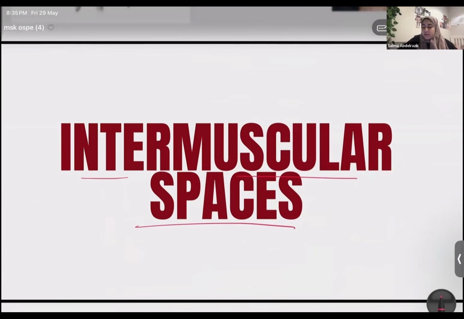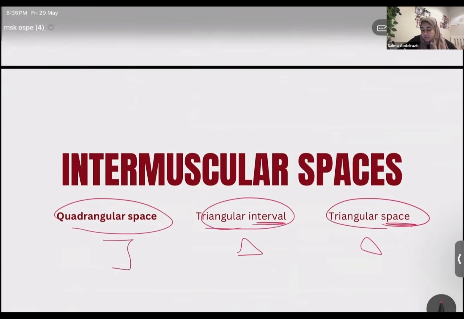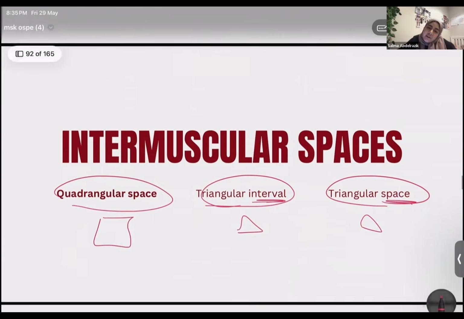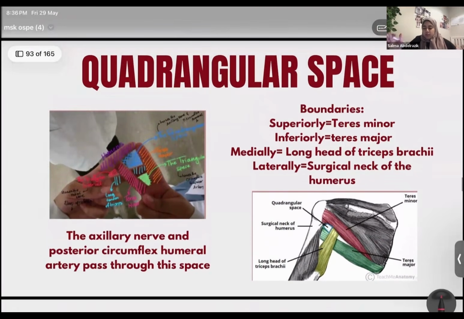And now you have intermuscular spaces. You have 3 intermuscular spaces: quadrangular space, triangular interval, and triangular space. Let's talk about all of them in detail, and I'll show you pictures to make it super easy. For every space, you just need to know the boundaries and what goes through it. This picture is so cool. It's the girls from our batch, our friends did it, and they made it so easy.